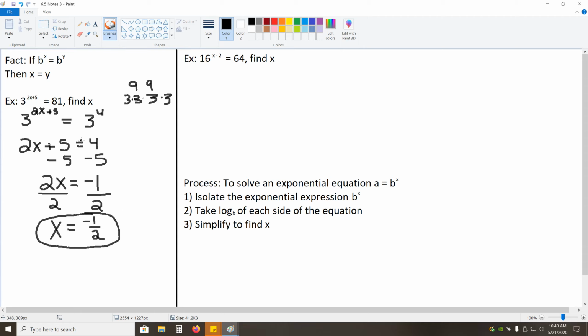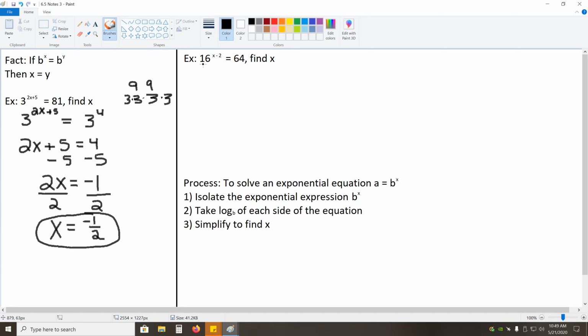And then you can always go through checking this. If you plug negative 1/2 back in for x, 2 times negative 1/2 would give negative 1, plus 5 would give positive 4, and 3 to the 4th power is 81. So it does end up working out after a check, and that's always a good way to go back through and make sure you got this correct.